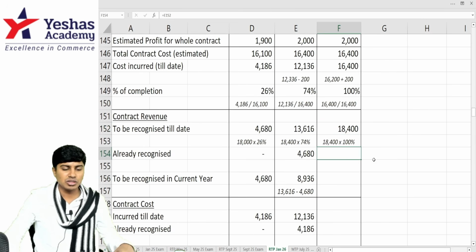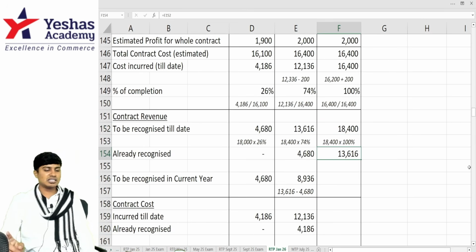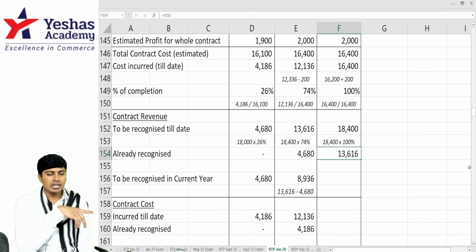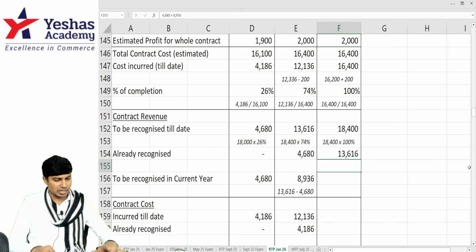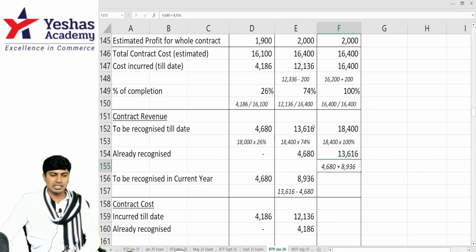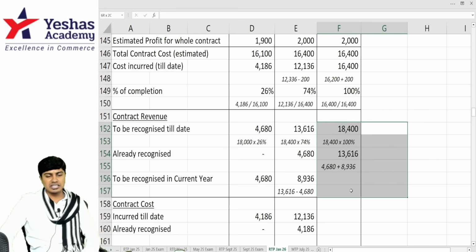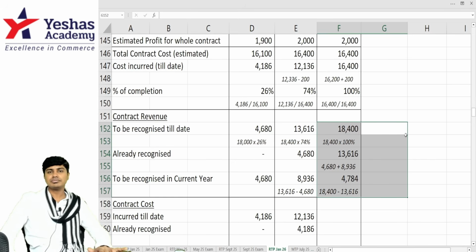Already recognized is 13,616. That is 4,680 in year 1, 8,936 in year 2. If you want, you can write separately or directly take this 13,616. If you deduct 13,616 from 18,400, you will get the revenue to be recognized in year 3, which is 4,784.